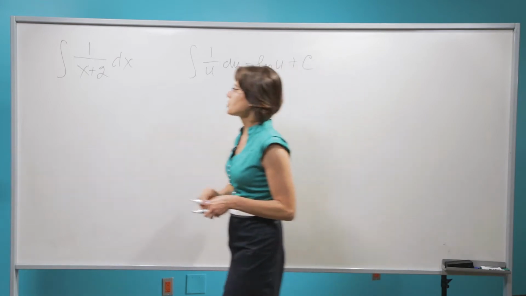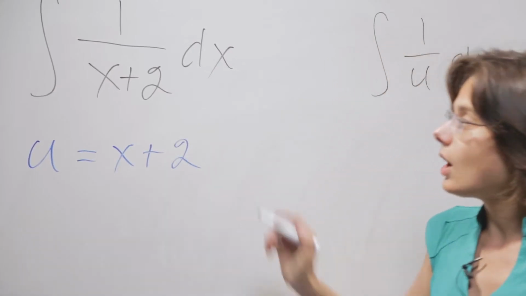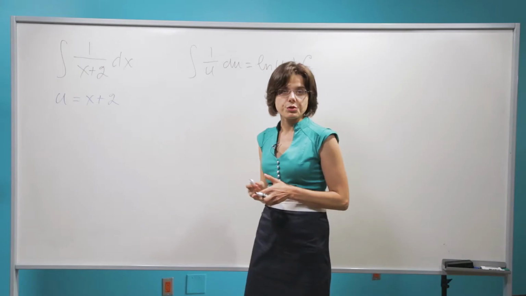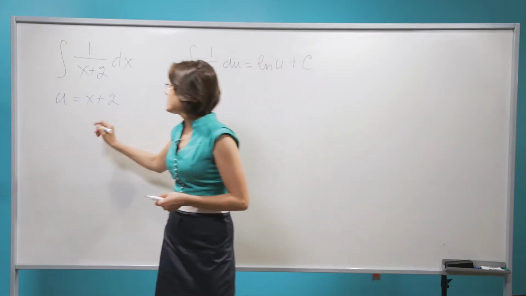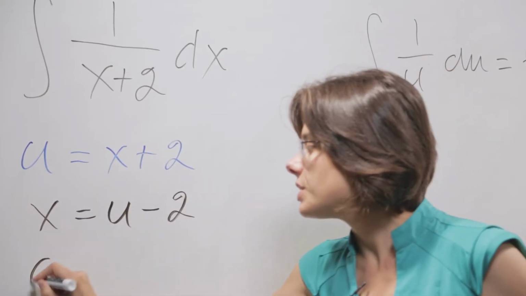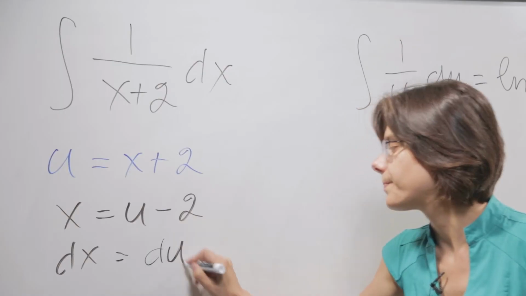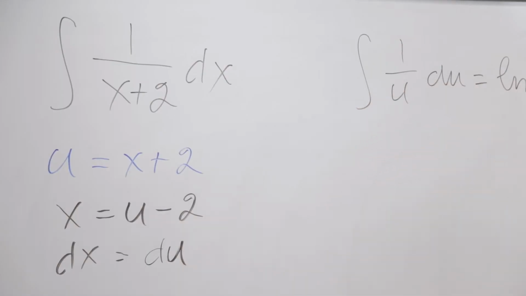So we make a substitution. We let u equal x + 2. And now again, dx we have to express in terms of du. From here, we have that x is equal to u - 2. So dx is just the derivative of u - 2, so it's just du. Now we obtained a new form of this integral.